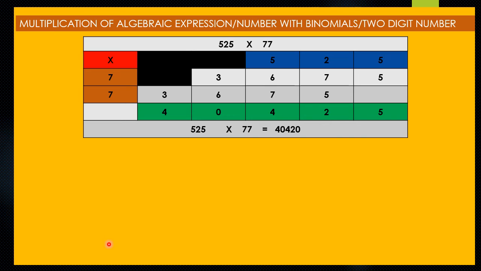Put 5 at the 10 position and bring 3 to the next position. While multiplying 7 with 2, we get 14, and adding the carrying 3, we get 17. Put 7 here at the 100 position and carry 1 to the next position. While multiplying 7 with 5, we get 35. Adding the carrying 1, we get 36. Put 6 at the 1000 position and carry 3 to the 10,000 position.